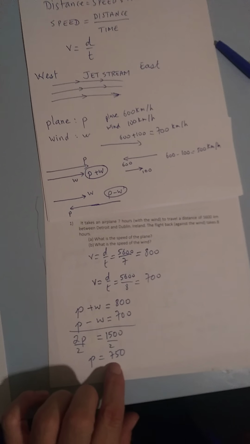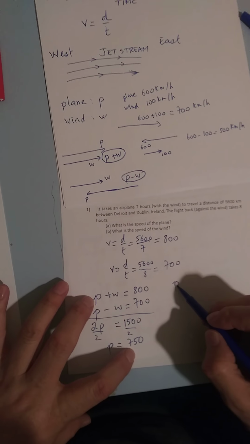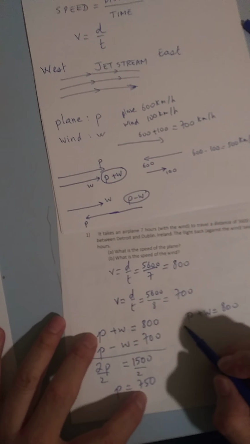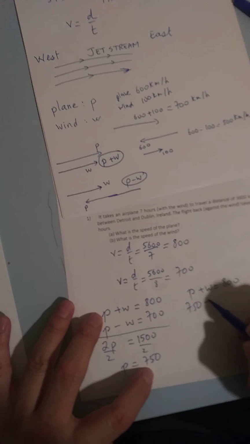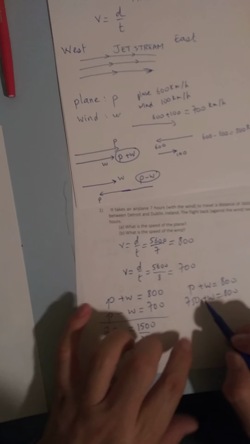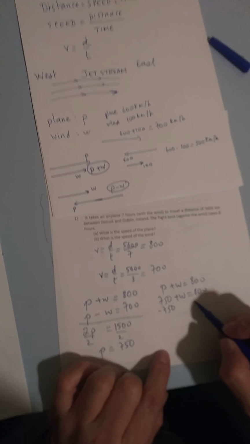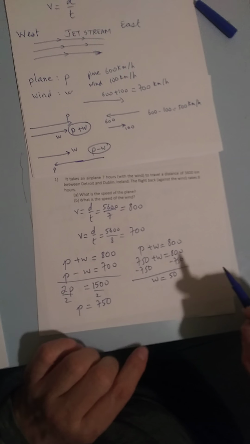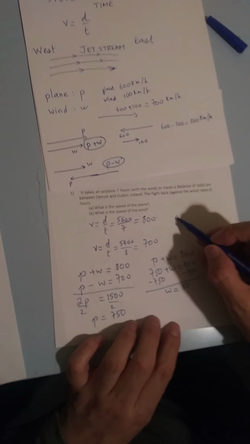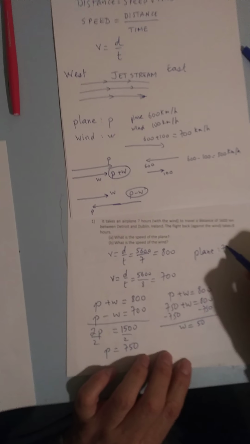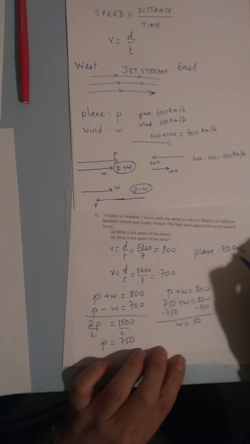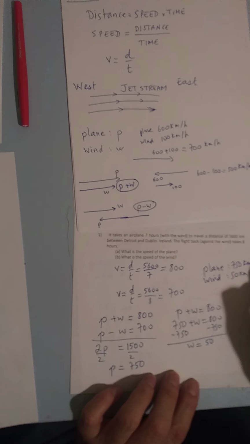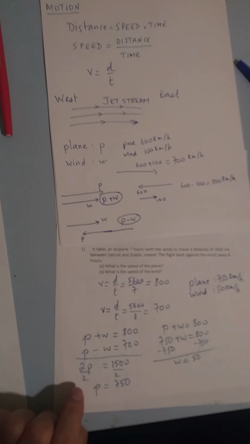Okay. Put this number in one of these equations, like the first one. P plus W equals 800. So put 750 in here. So 750 plus W equals 800. This is a plus, so subtract 750. And that'll give us W equals 50. So the plane travels at 750 kilometers per hour. The wind travels at 50 kilometers per hour. And this completes this problem.